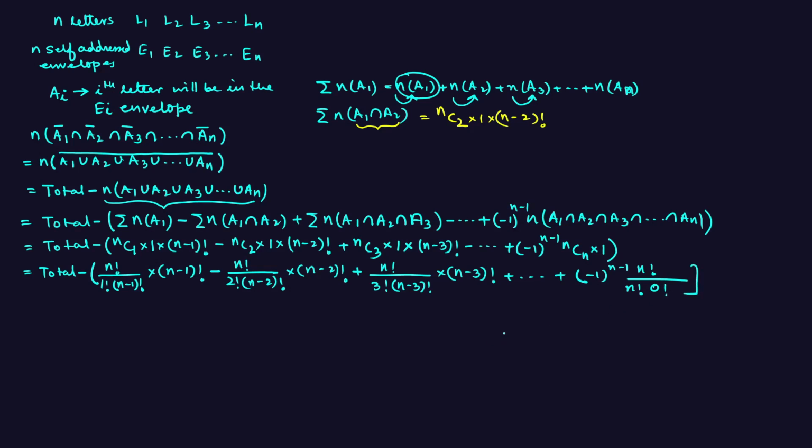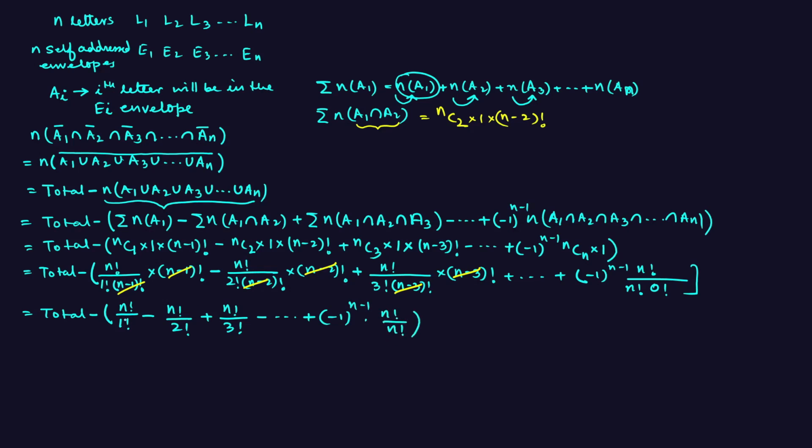That's it. Okay. Now you observe one thing. This thing goes off. This thing goes off. This thing goes off. Right? So we are left with total minus factorial n by factorial 1, minus factorial n by factorial 2, factorial n by factorial 3, and this thing goes on, minus 1 to the power n minus 1 into factorial n by factorial n.